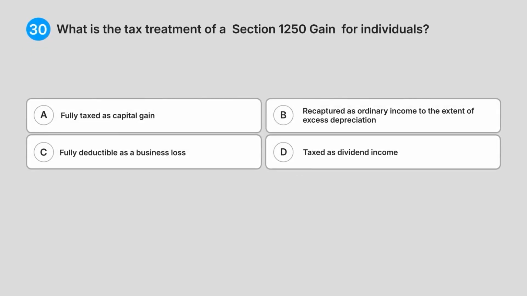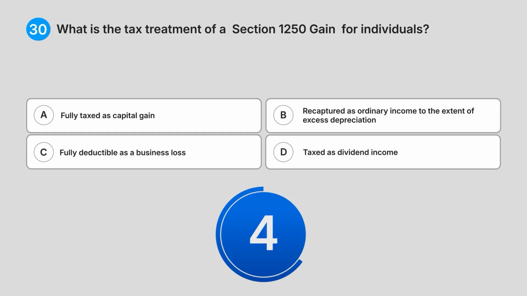30. What is the tax treatment of a Section 1250 gain for individuals? A. Fully taxed as capital gain. B. Recaptured as ordinary income to the extent of excess depreciation. C. Fully deductible as a business loss. D. Taxed as dividend income. What do you think is the answer?